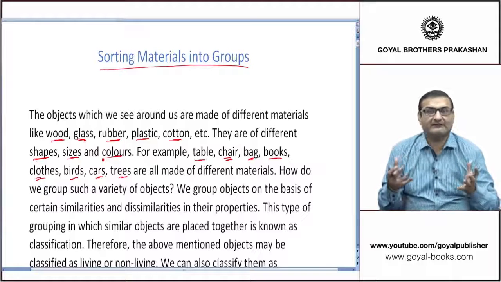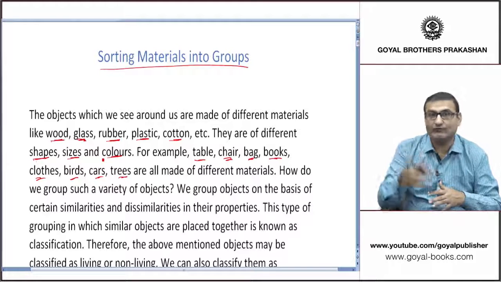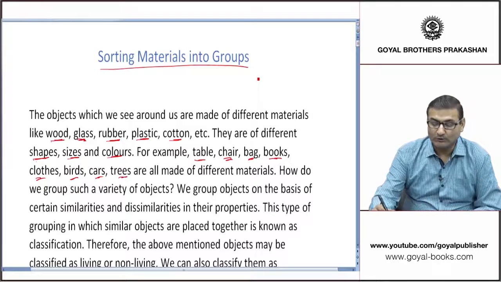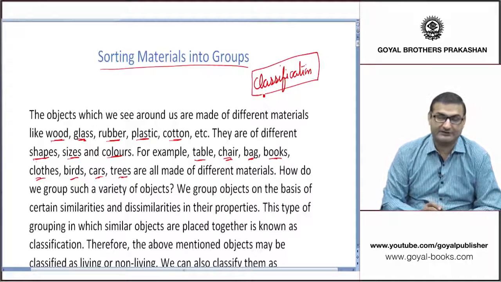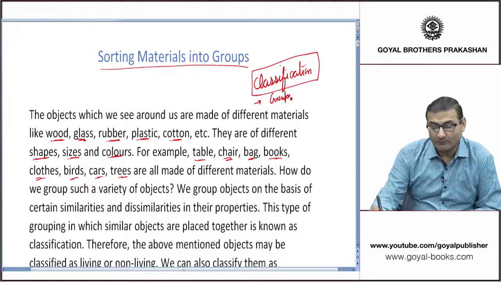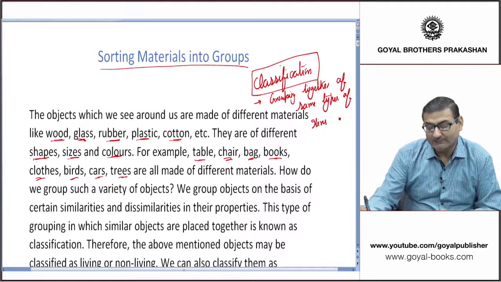Now there is so much variety, so many differences. So how do we study them if we want to study them? First of all, we need to do this particular process known as classification. Now what exactly is meant by classification? Classification is a process of grouping together the same type of items at one place.